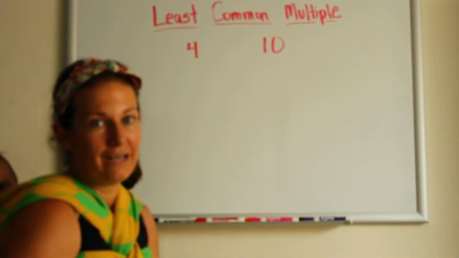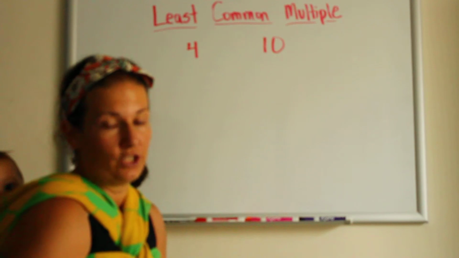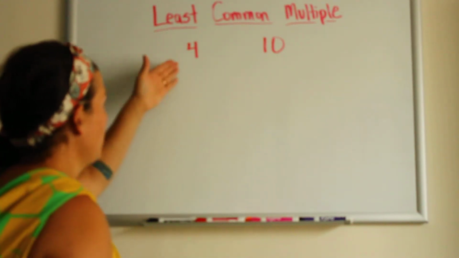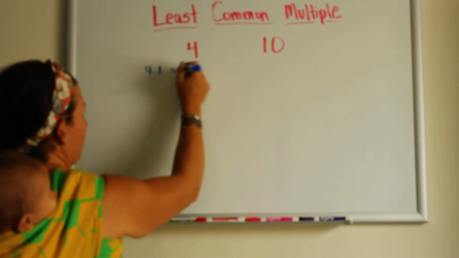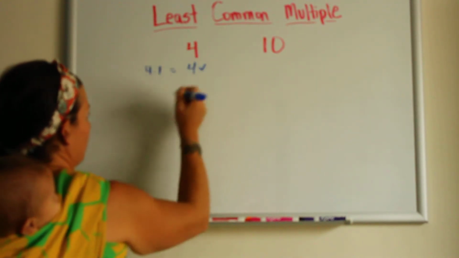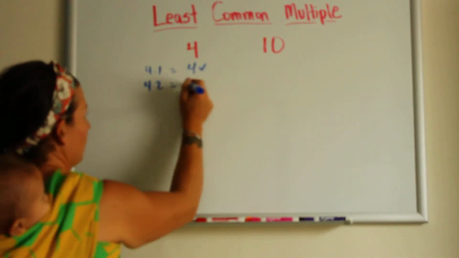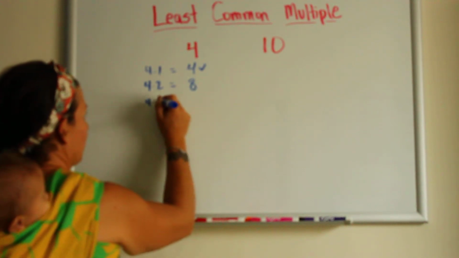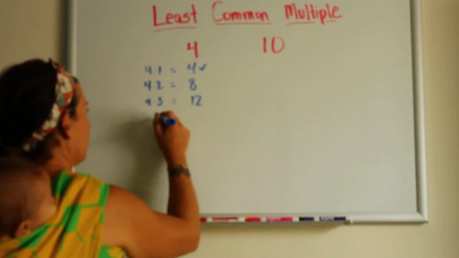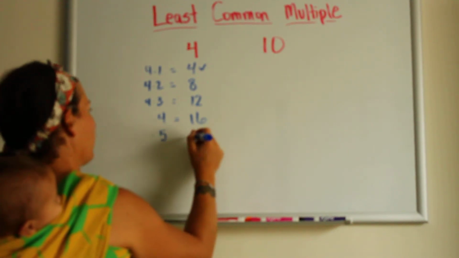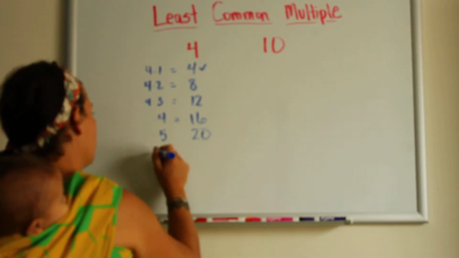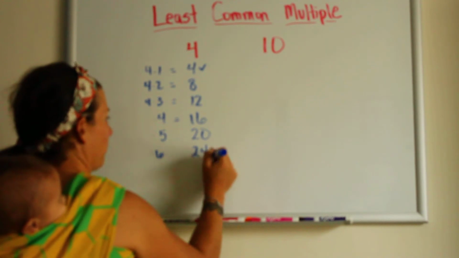Here I have 4 and 10. The first thing you want to do is just list the multiples. So you can start at 1. 4 times 1 is 4. So this is your multiple, okay? 4 times 2 is 8. Times 3 is 12. 4 times 4 is 16. 4 times 5 is 20. 4 times 6 is 24.